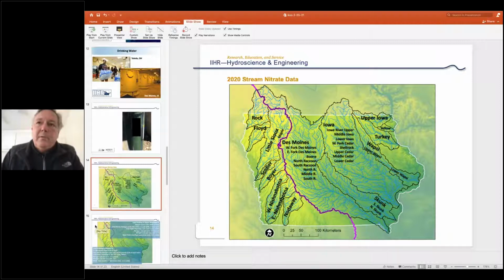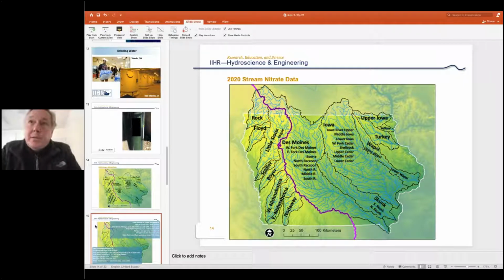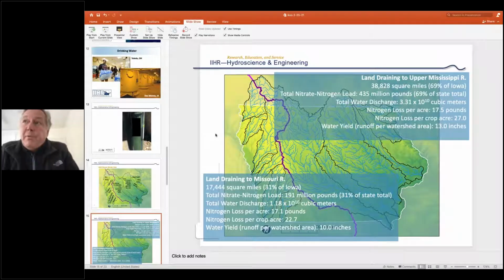And so when we look at 2020, the land draining to the upper Mississippi, you can see up there it's 69% of Iowa. The nitrate load leaving that part of Iowa in 2020 was 435 million pounds. And so that was also 69% of the statewide load. You can see the loss per acre there averages 17.5 pounds, and the loss per crop acre, 27 pounds. And the amount of runoff that we have from that area in 2020 was 13 inches.